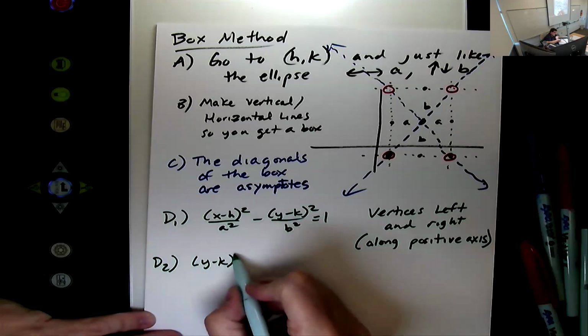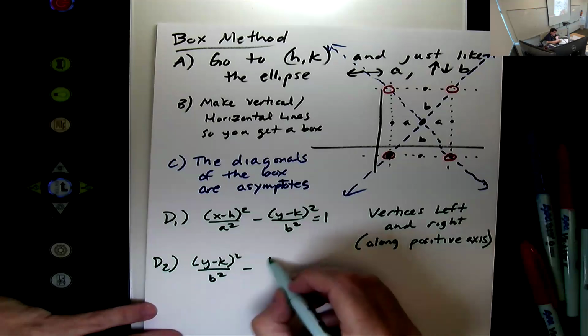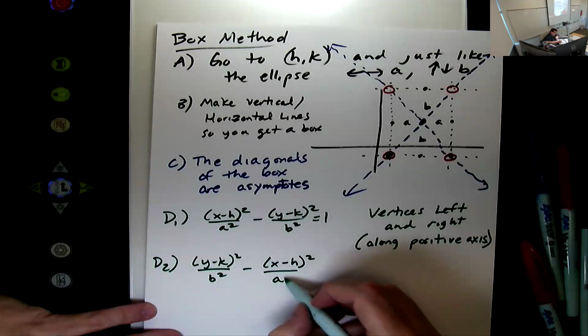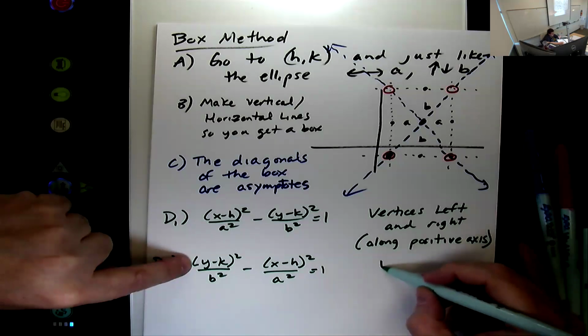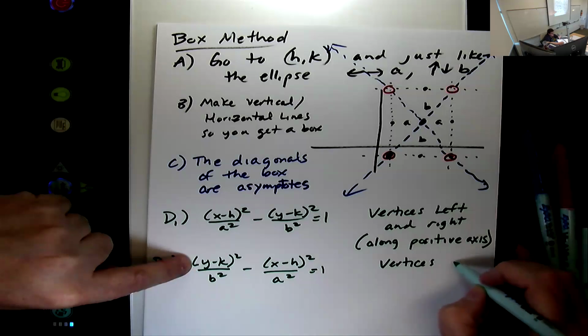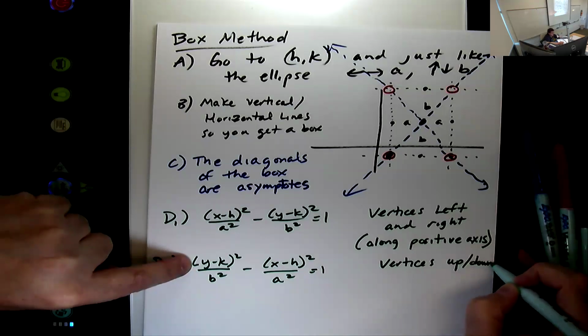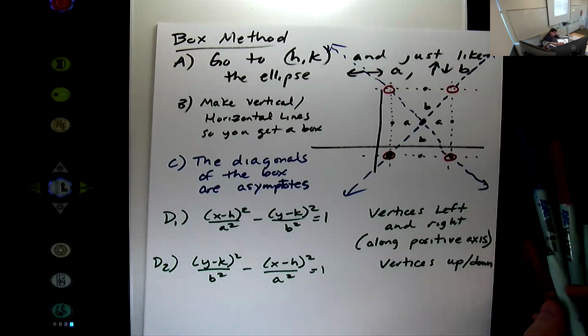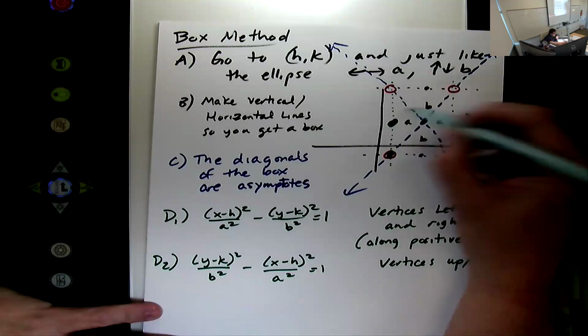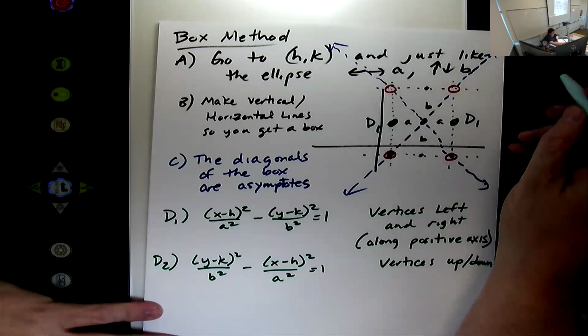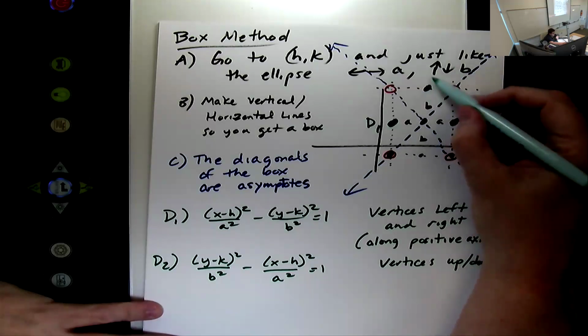Y minus k squared over b squared minus x minus h squared over a squared equals 1. Again, a long positive axis. Y is going up and down, so the vertices are up and down. So these would be my D1 vertices, and these are my D2 vertices.